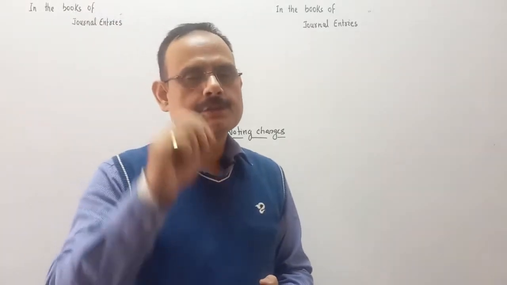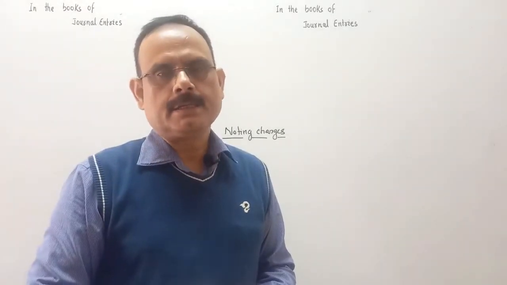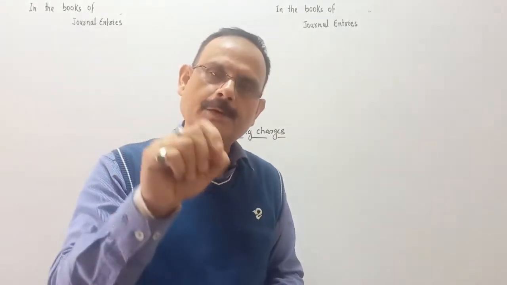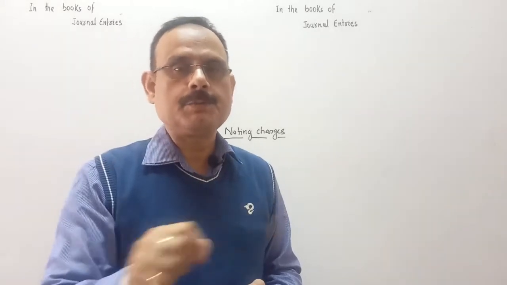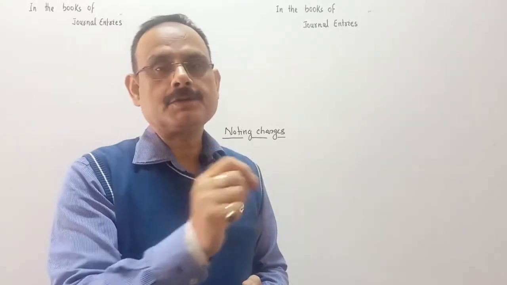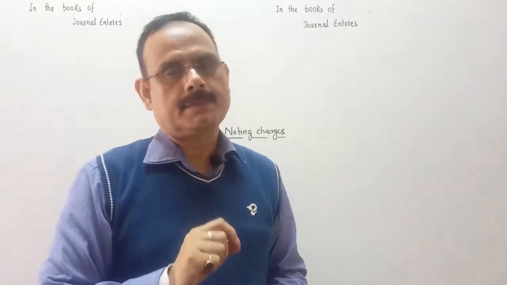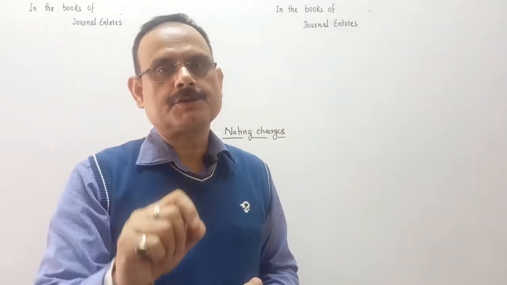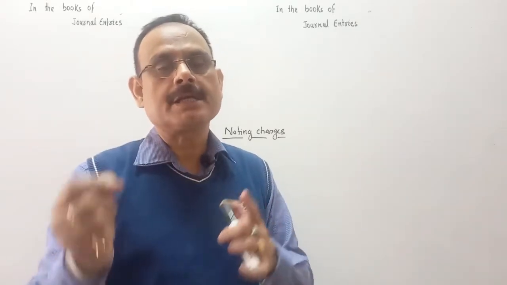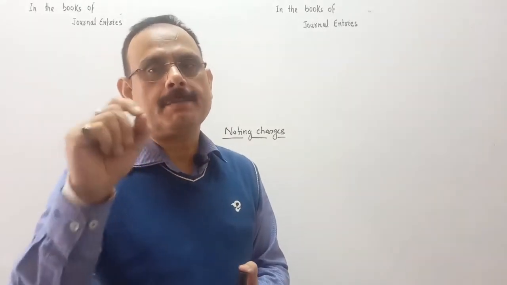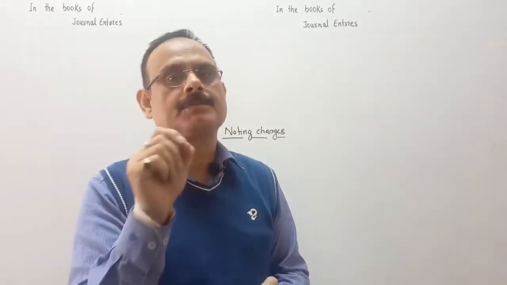Noting charges are paid by the holder of the bill, the person who has the bill at present, on the date of dishonor. But this amount will be realized from the drawee, because the drawee is responsible for the dishonor of the bill, so it's an expense of the drawee. Noting charges account debit will be done at the drawee's end. Whoever is the holder pays the amount at present, but finally this amount will be realized from the drawee.